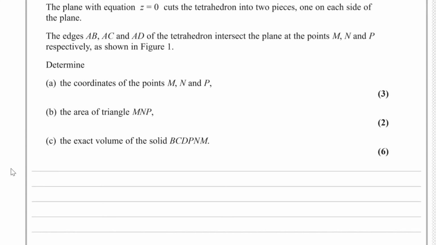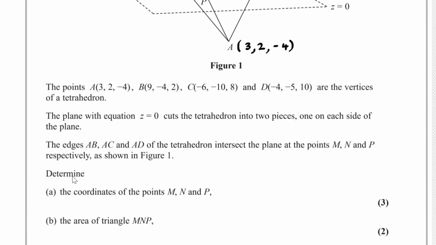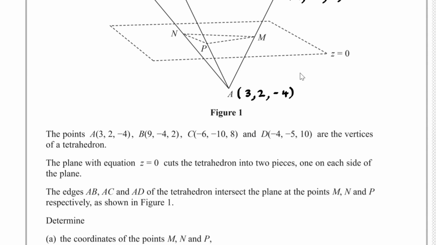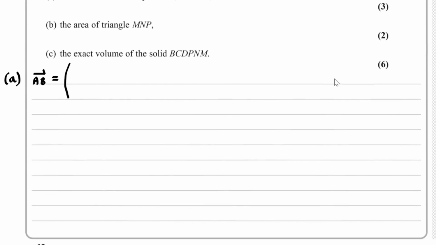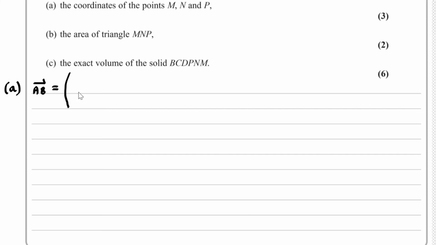So for part A, if we begin by finding AB, then what we are doing is we are starting at A, finishing at B. Well, from 3 to 9, I add on 6. 2 to minus 4, I subtract 6. Minus 4 to 2, I add 6. So what we have here for the coordinates of AB will be 6, minus 6, and 6.